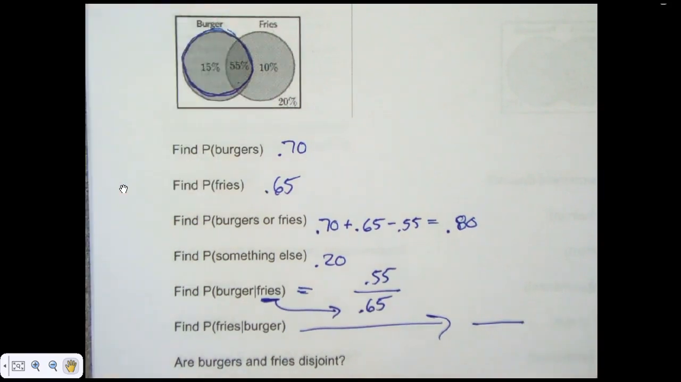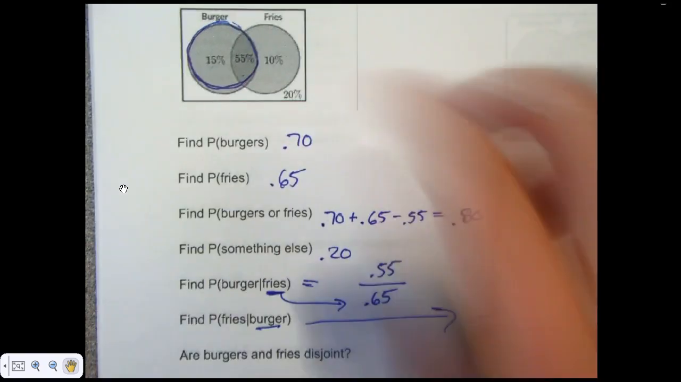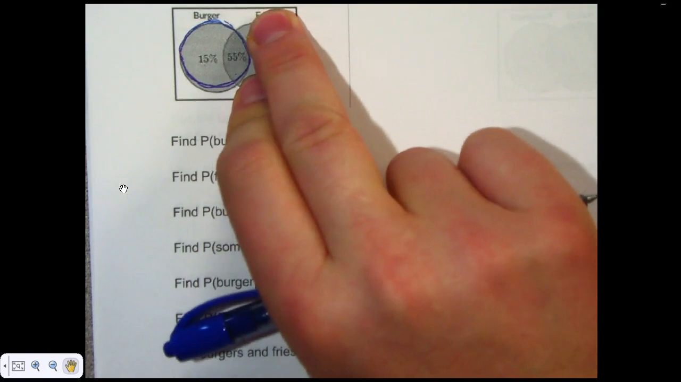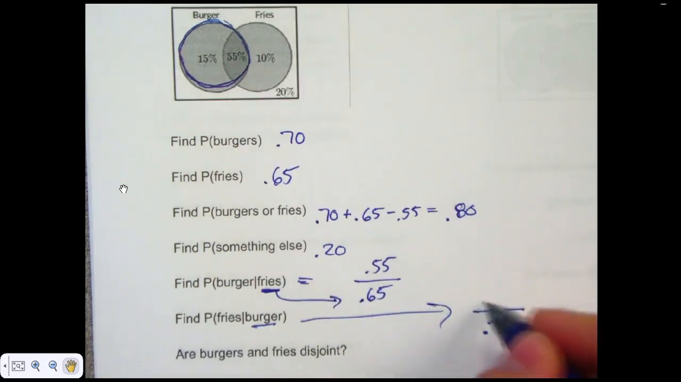Fries given burger is kind of the opposite. So burger is what you know. That goes on the bottom. That's 0.7. And in that burger circle, what percent of the time do people order fries? 0.5.